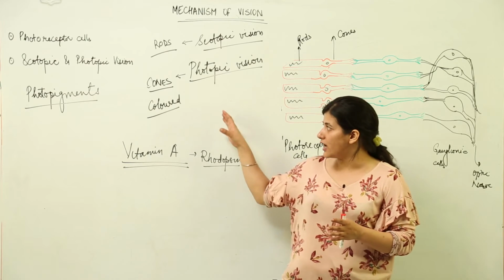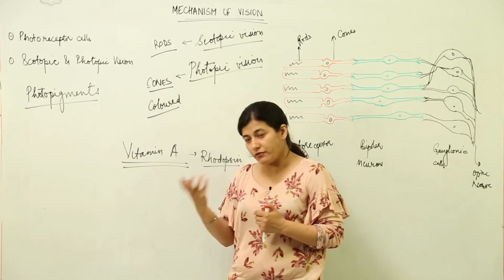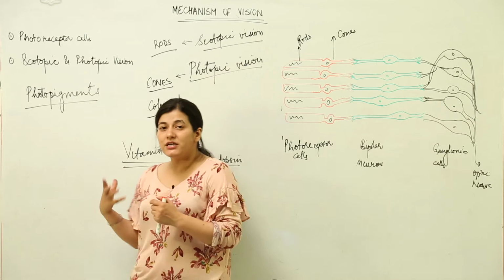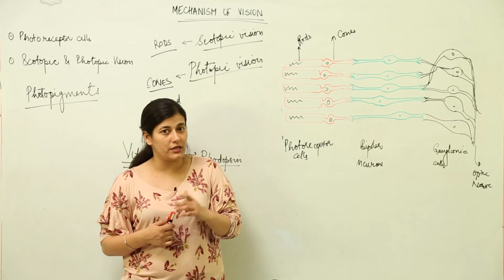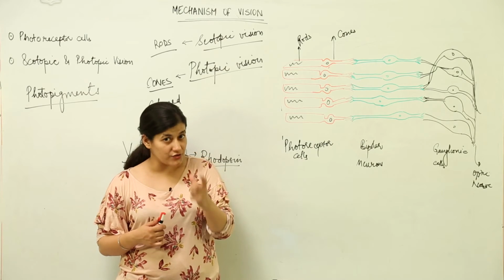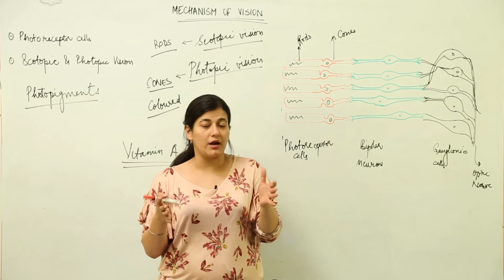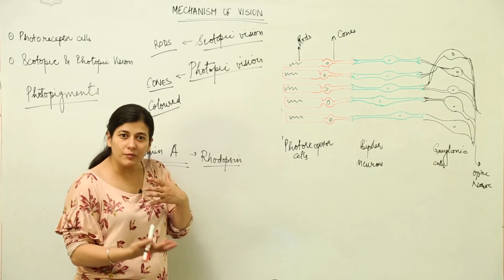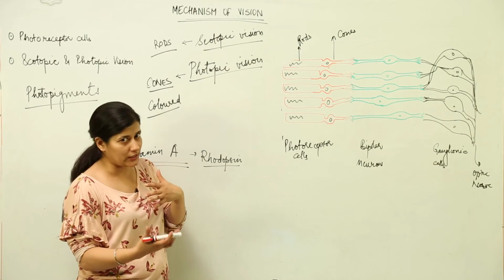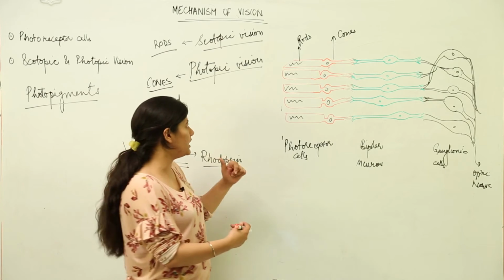So these cones are for resolution, a well resolved image, and we did discuss at what point maximum resolution of the image could be achieved. That was the fovea centralis in the macula lutea, where maximum cones were present. The more the number of cones, the more the perception of light, and the clearer the image would be.